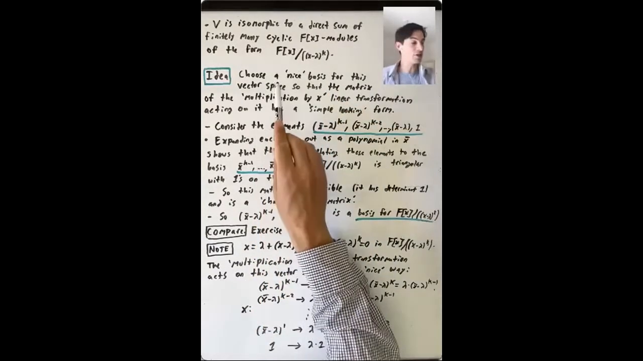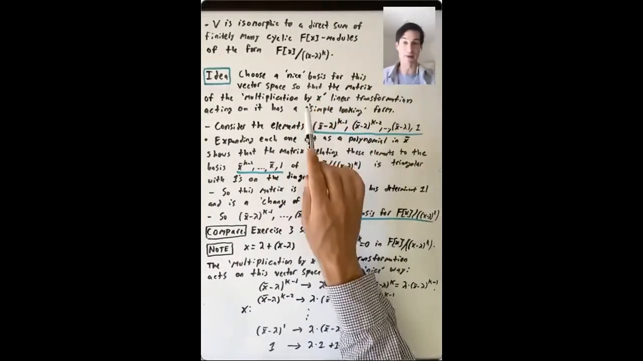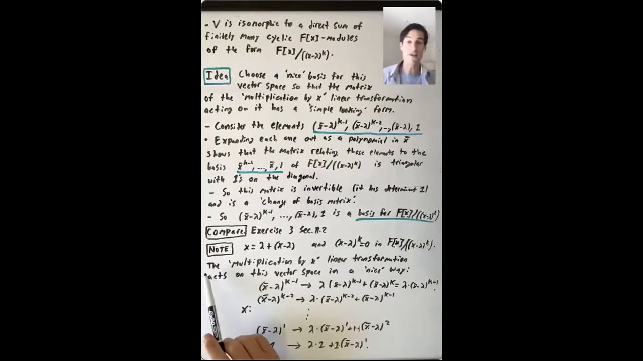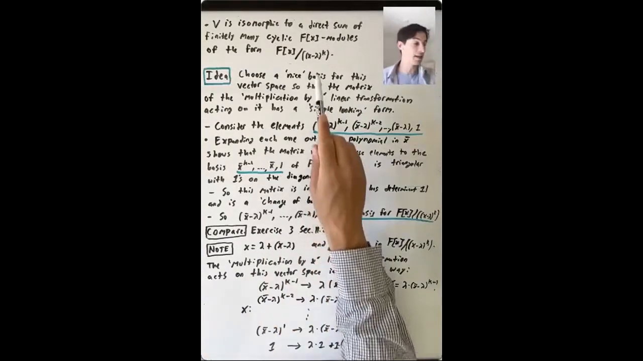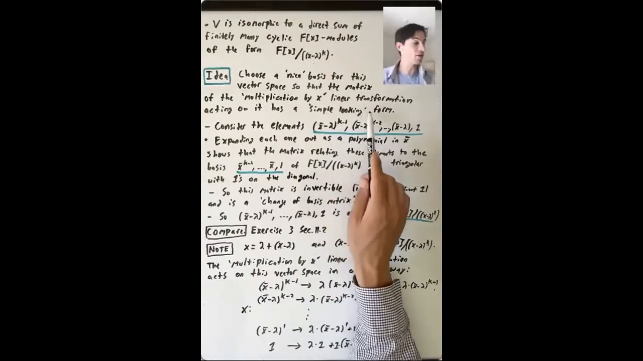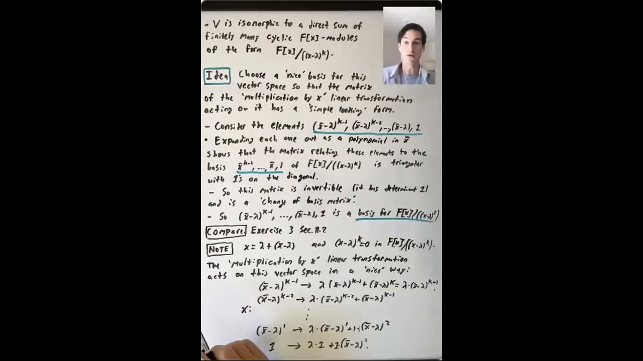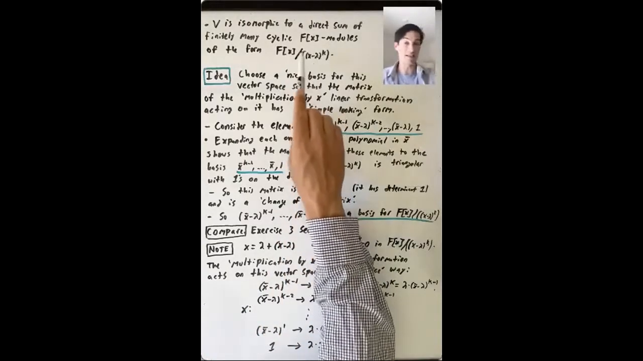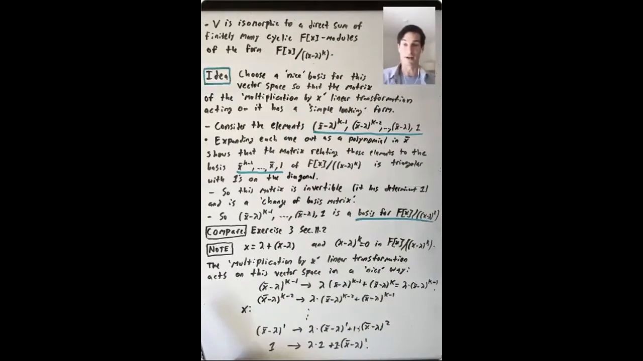The idea is to choose a nice basis for this quotient vector space so that the matrix of the multiplication by x linear transformation on this quotient vector space acts in a particularly simple looking form. So this is just like what we did in choosing a basis for the quotient vector space F[x] mod the ideal generated by a_i(x) when we were talking about rational canonical form and invariant factors. But the vector space basis we pick here is going to be a little different.